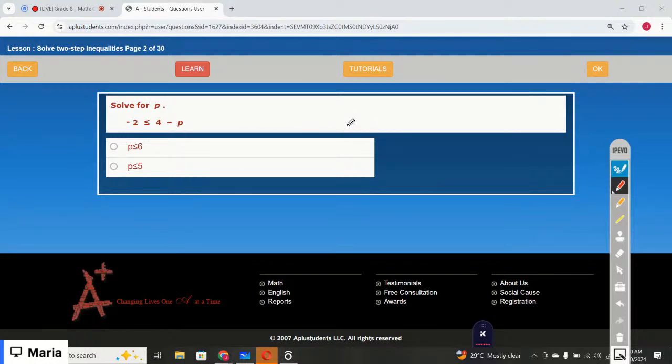So first you need to add p to both sides, right? Because you need to make the p positive. You need to remove that p from here. So the opposite of subtraction is addition. So let's just add p. Minus p is 0. Negative 2 plus p is less than or equal to 4. Now add 2 to both sides, right? So 2 minus 2 is 0. P is less than or equal to 6. Option number 1 is the correct option.